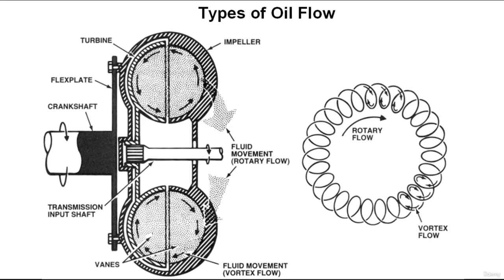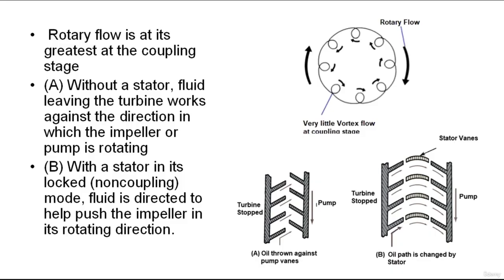If we take a look at the figure here, it shows the oil flow patterns as the speed of the turbine approaches the speed of the impeller. This is known as the coupling point. The turbine and the impeller are running at essentially the same speed. They can't run at exactly the same speed due to slippage between them. The only way they can turn at exactly the same speed is by using a lock-up clutch to mechanically tie them together.